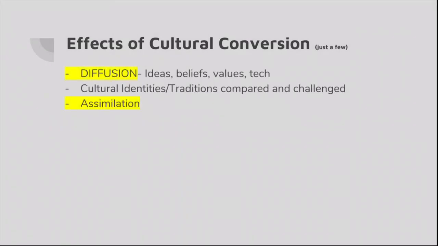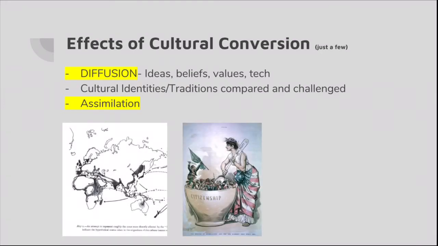Okay, effects of cultural conversion, and there are many, so I'll just go over a few here. One of the biggest is diffusion, the process of ideas, beliefs, values, and text spreading to other areas. For you human geography geeks, me included, you know this is big. Well, this is basically world history encounters in a snap, diffusion. Encounters nearly always involve diffusion, cultural identities/traditions compared and challenged, and like I said in the last slide, sometimes groups assimilated to other groups. So right here is a map of diffusion around the world, and here is American assimilation, where it's like a melting pot where citizens of other countries come to America and they assimilate into American culture.